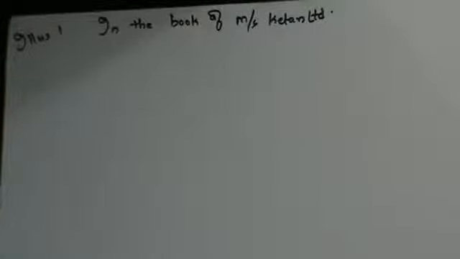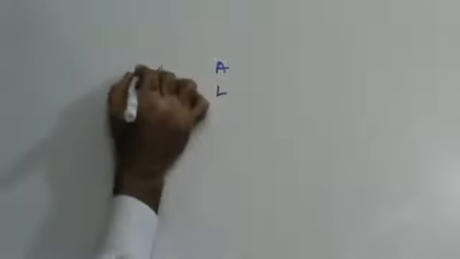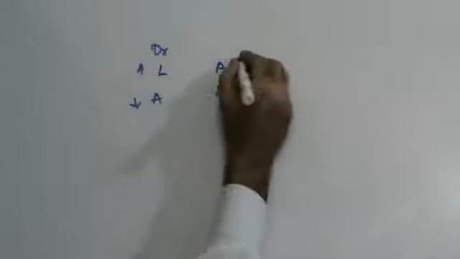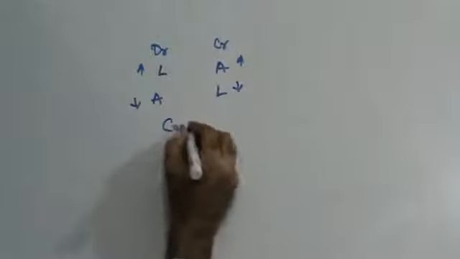Now while doing internal reco, there is only one rule that you have to remember: LAAL. If liabilities are going up or assets are going down, then debit. Assets going up, liabilities going down, credit, capital reduction.